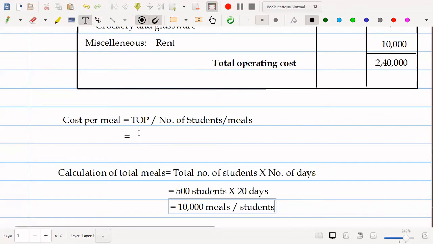Now we'll take it here. Total operating cost is 2,40,000 divided by 10,000 students or meals.